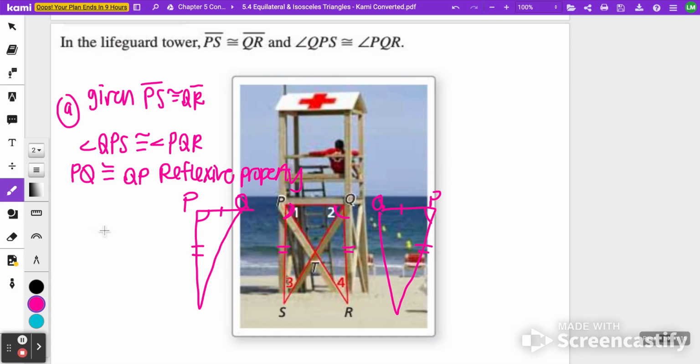So we can then state that we have our side, angle, side, because we proved that PS is equal to QR, and then we have our angles here that are matching as well.